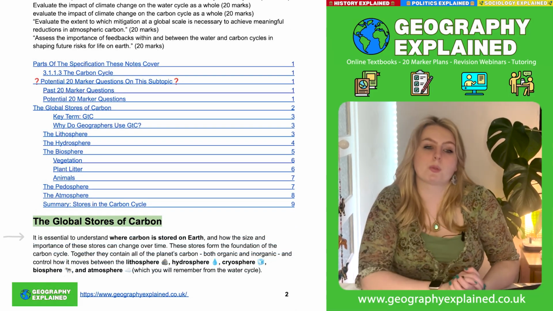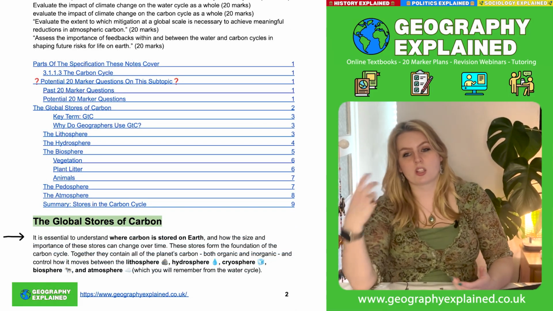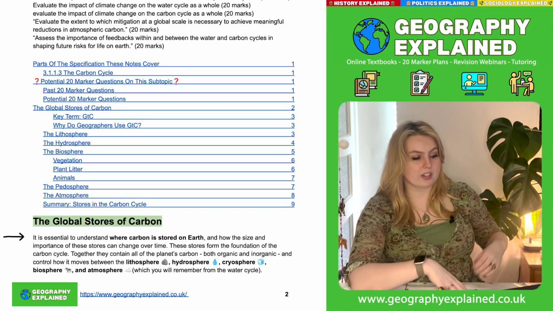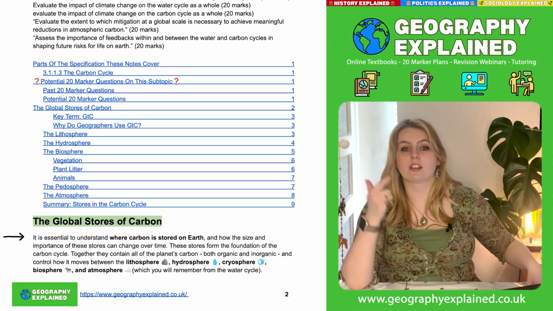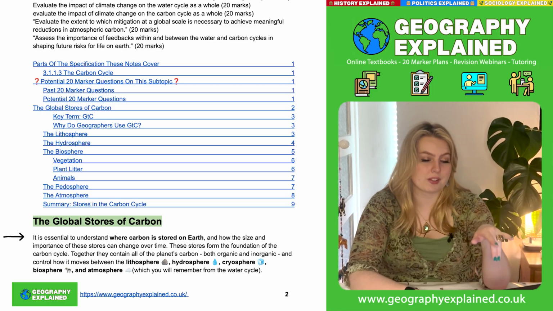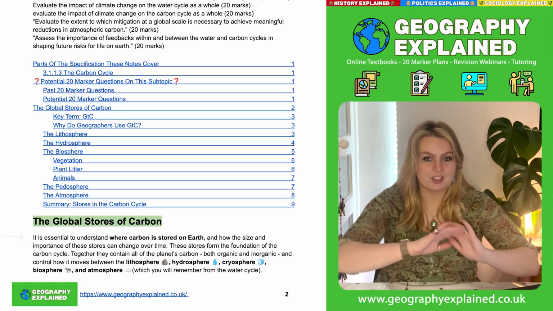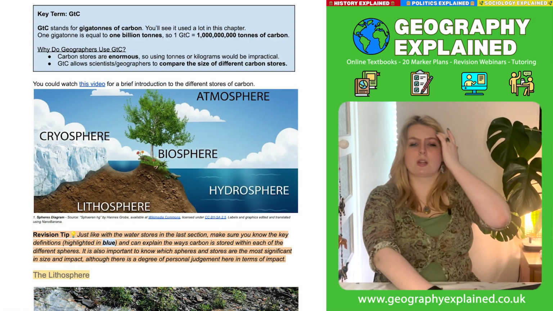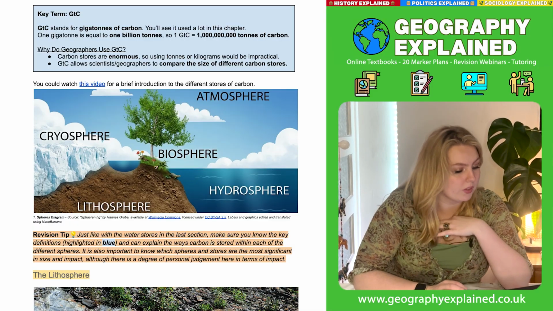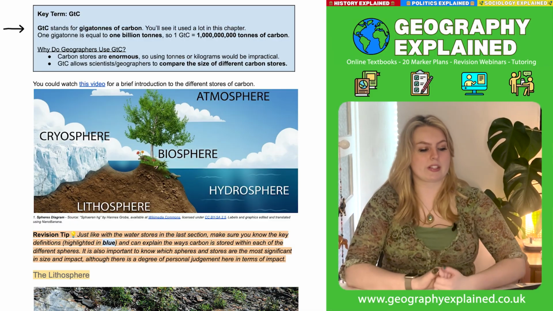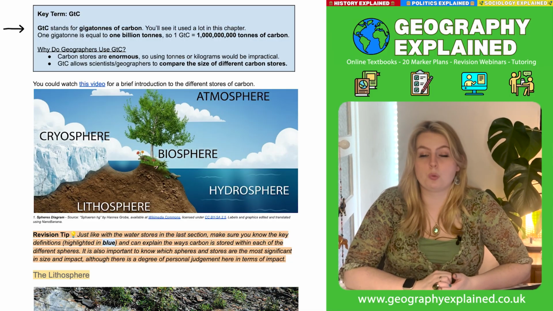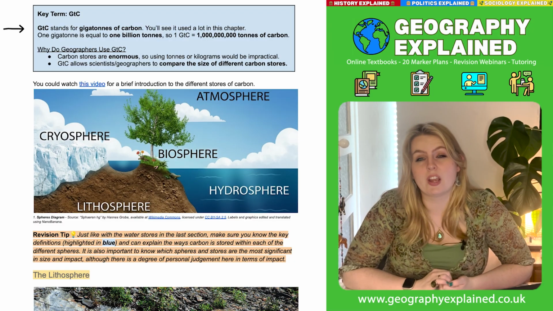So when we think about the global stores of carbon, we think about it in a similar way, as I was saying, to how we think about the water cycle. So we need to know about how this carbon is stored and moves in between the lithosphere, the hydrosphere, the cryosphere, the biosphere and the atmosphere. Hopefully you can remember what all of those different spheres are. If not, we'll go through them as we continue on with the video. A key term that is going to be really helpful to know here, which differs slightly from terminology we might have needed to know for the water cycle, is GTC. It stands for gigatons of carbon. Essentially 1 gigaton is equal to 1 billion tons. It's just a slightly easier way of saying it.